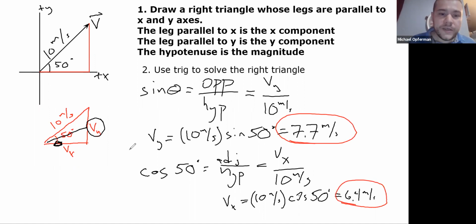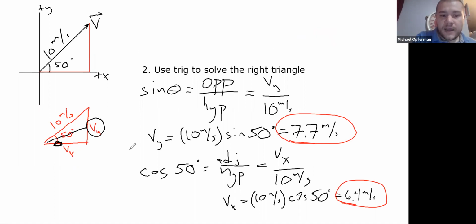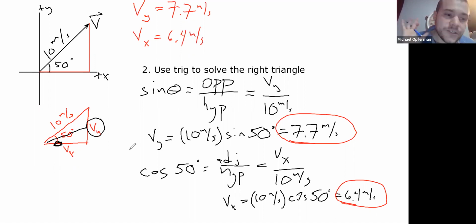So one perfectly good way to specify this vector would be to say the vector v is the vector which has Vy equal to 7.7 meters per second, and Vx is equal to 6.4 meters per second. And that's just as good a way to specify the vector as saying that it's 10 meters per second, 50 degrees counterclockwise from the positive x-axis. So those are two equally good ways to specify the vector. You'll notice that they both contain two pieces of information, not just one.